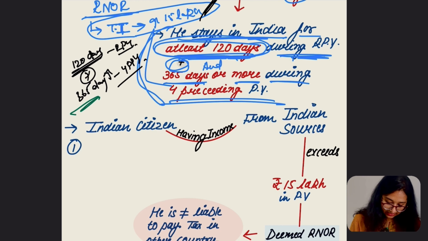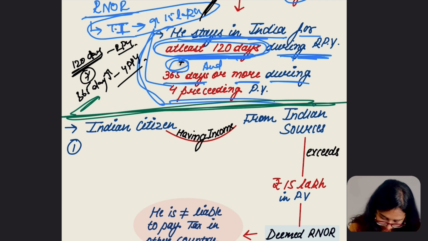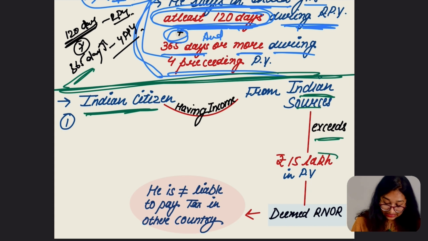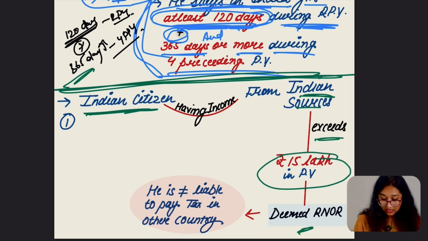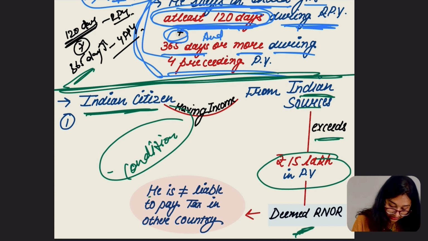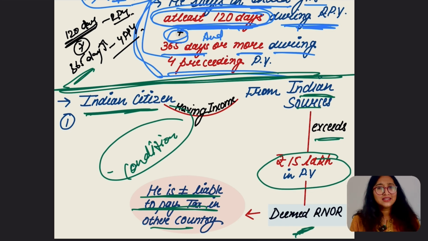Now let's jump into the second condition, which is for an Indian citizen. If the Indian citizen has income from Indian source which exceeds 15 lakh in the previous year, he is deemed to be RNOR. But there is one condition: they would be RNOR only if they are not liable to pay tax in another country, which means a tax haven country, or countries where there is no taxability.